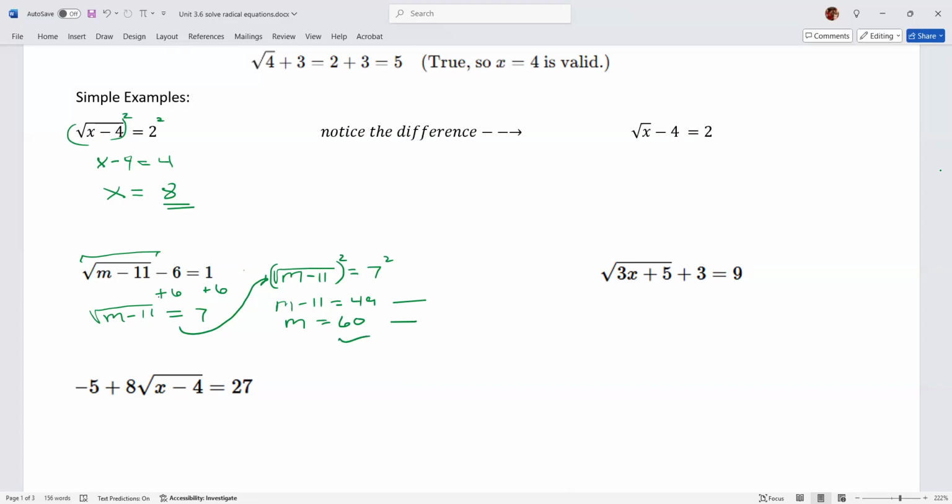These next two problems I'm not going to do. They're not any more difficult. This one, I'll do real quick. So we want to isolate the radical. I would get rid of the negative 5 first by adding 5. That gives me 8 square root of x minus 4 is equal to 32. I've got to get rid of the 8, so I divide both sides by 8. That gives me the square root of x minus 4 is equal to 4. Square both sides to get rid of the square root. I get 16, which means x is going to be equal to 20. And if I check it, it's going to be fine.